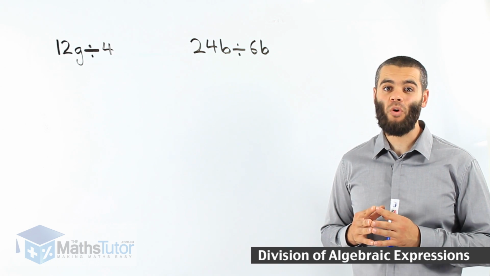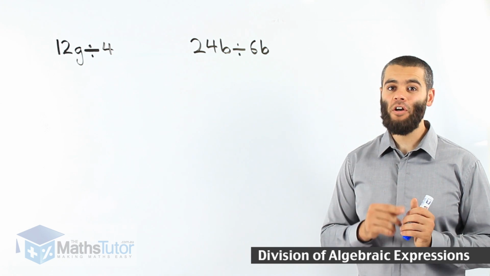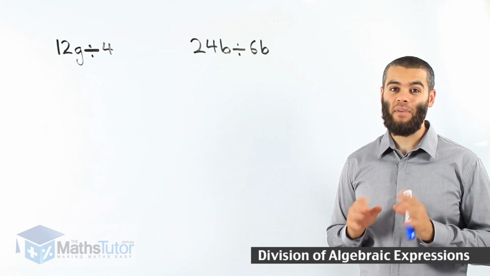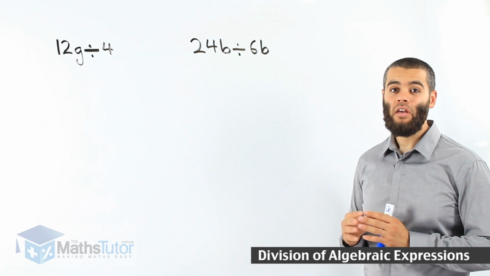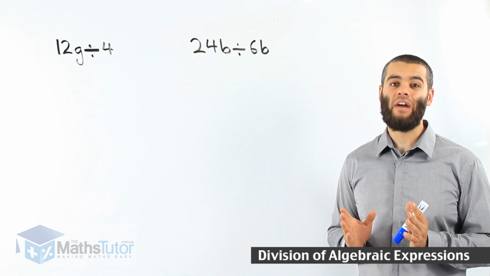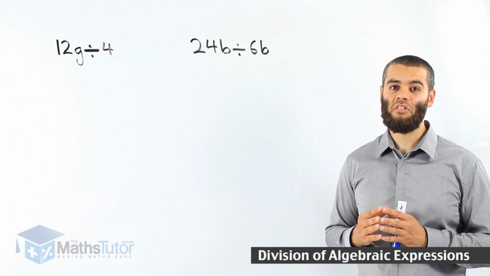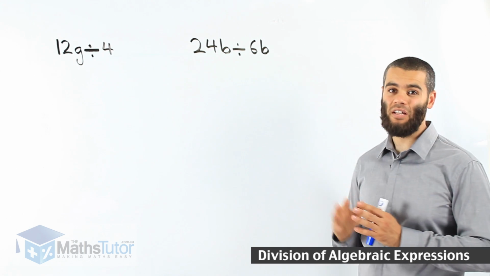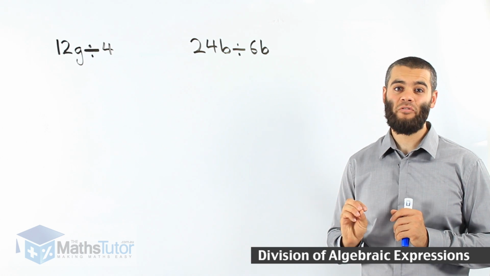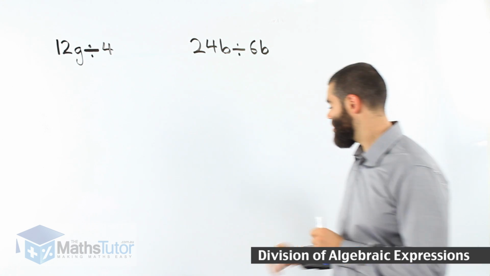Okay guys, what do you notice in these questions? 12g divided by 4 and 24b divided by 6b. We notice there's a division sign, but we don't like that. Always in mathematics, when you are working with algebraic expressions and there's division, change it to fraction. It is much easier when we're going to be cancelling out and using pronumerals. It's very critical that you understand that. I always tell my students, don't write it like that. Write it as a fraction first and then solve it. Let's do that for these examples as well.